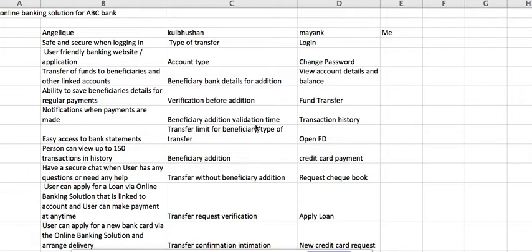The earlier one they provided was only in-branch banking services. Now they want to offer an online banking solution in order to meet the industry needs and also keep up with the competition, right? And also keep their customer base and increase the business. So we now have 3 participants.